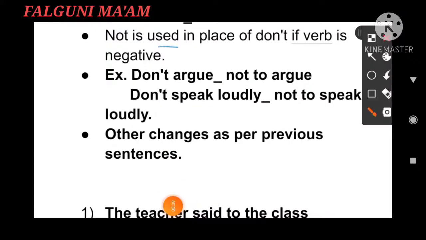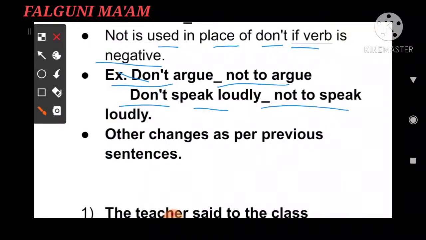Not is used in place of don't if the verb is negative. Example, don't argue. In indirect narration, do is removed and it becomes not to argue. Don't speak loudly. Then not to speak loudly. So do is removed and only not is used here. Why? Because your direct sentence is negative, so we have to maintain the negativity in the sentence. So we cannot remove the whole word don't. We remove only do and not remains as it is.